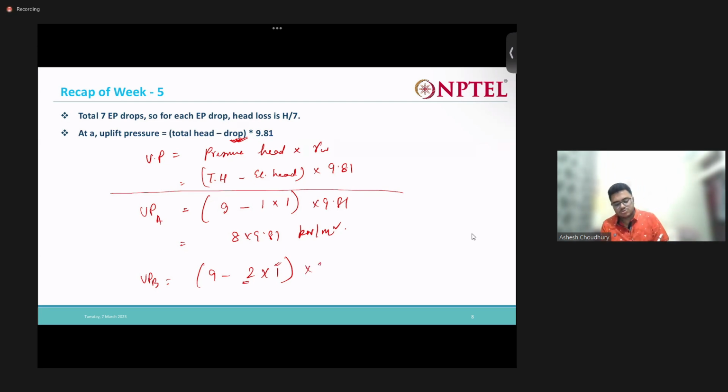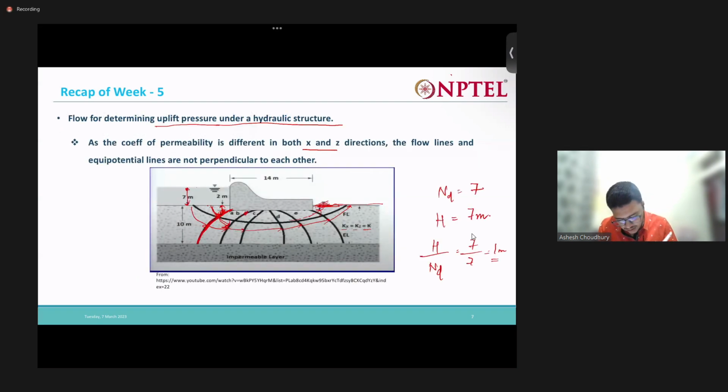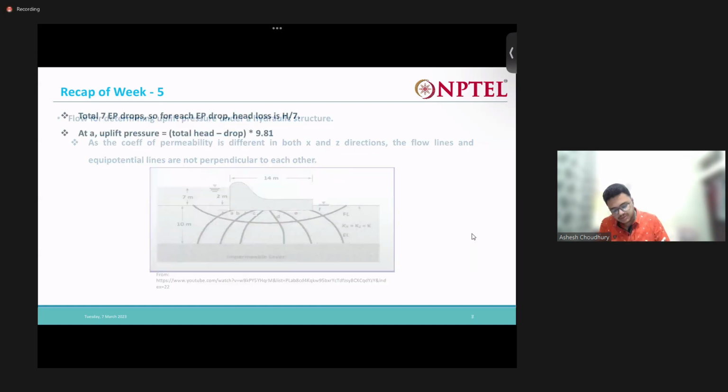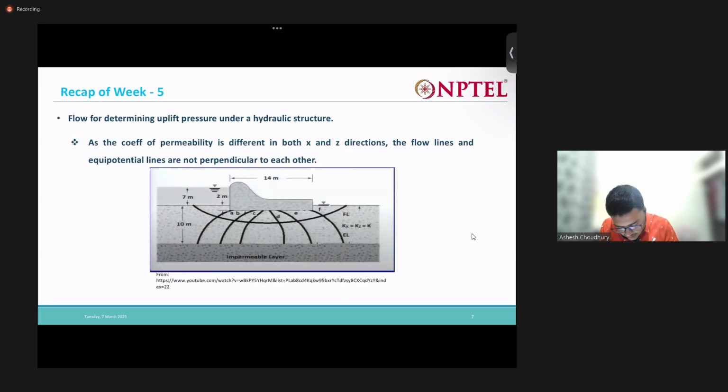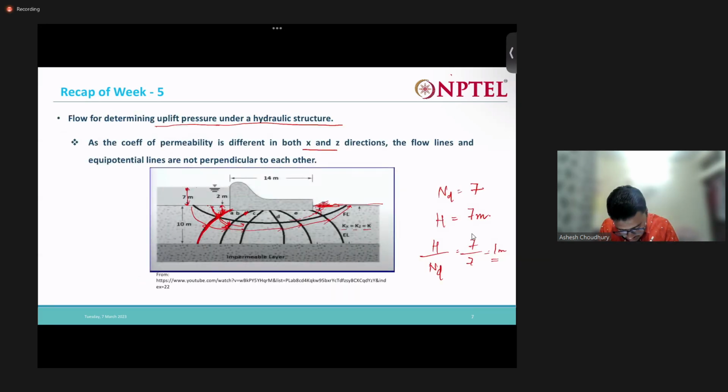2 into 1 into 9.81. So like this we need to find out. Now if we have to find it at the point F, it will be similar. Point F is equal to 9 minus 6 into 1 into gamma W. Why 6? See, 1, 2, 3, 4, 5 and 6. At the 6th drop my F is there.